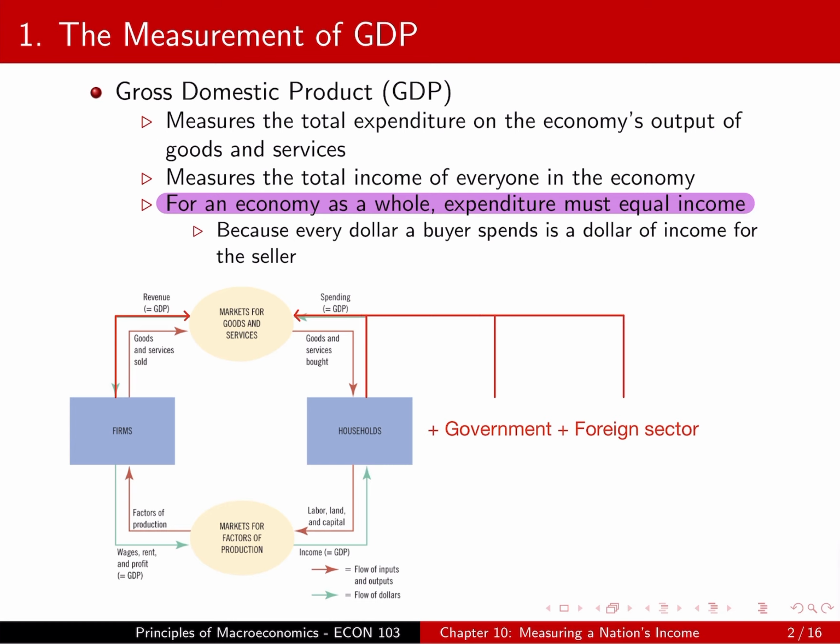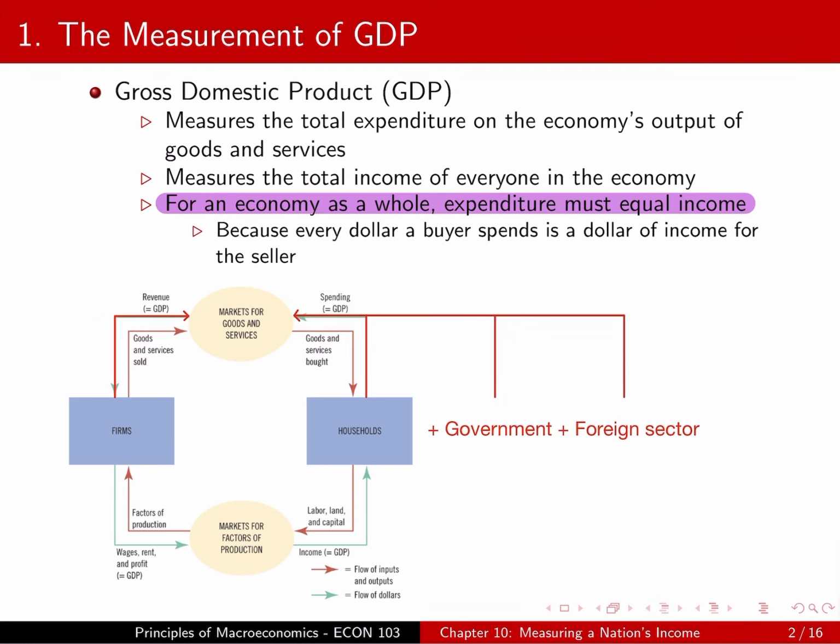GDP is a key economic indicator representing the total income earned by everyone in the economy and the total expenditure on the economy's output of goods and services. It is crucial to note that in any economy, total income must equal total expenditure. This balance occurs because every dollar spent by a buyer translates into a dollar of income for the seller.